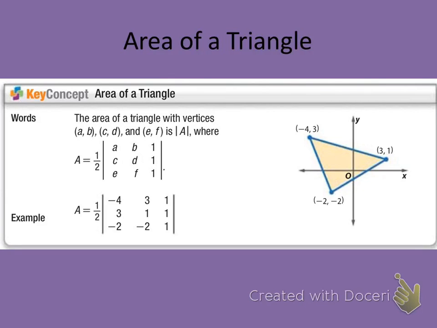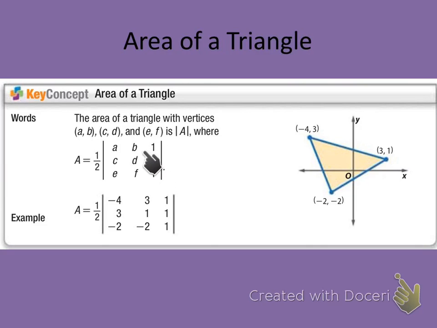Now, you can find the area of a triangle by taking the coordinates of said triangle. Notice up here in the definition, A, B, C, D, E, F. So you put your x coordinates in one column, A, C, and E. Your y coordinates in the second column, B, D, and F. And you put 1s in the third column.